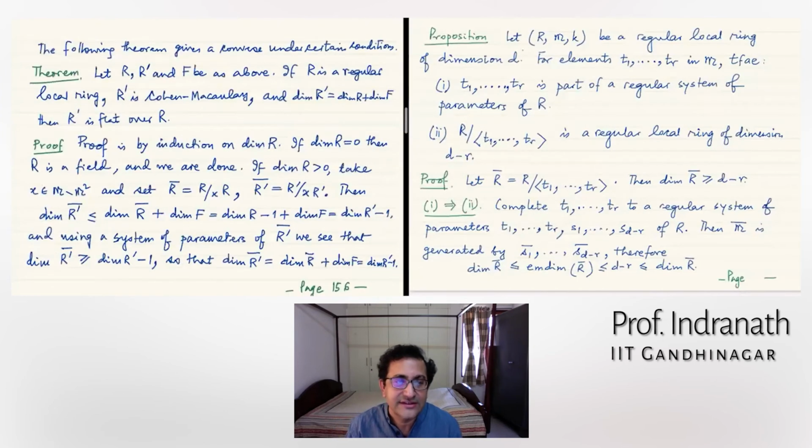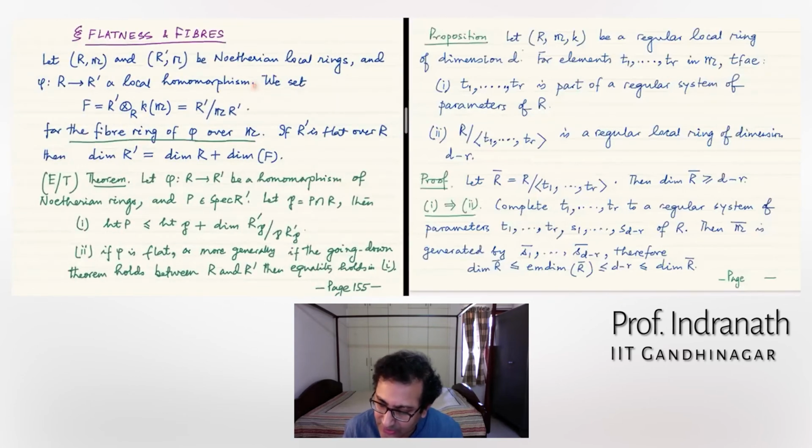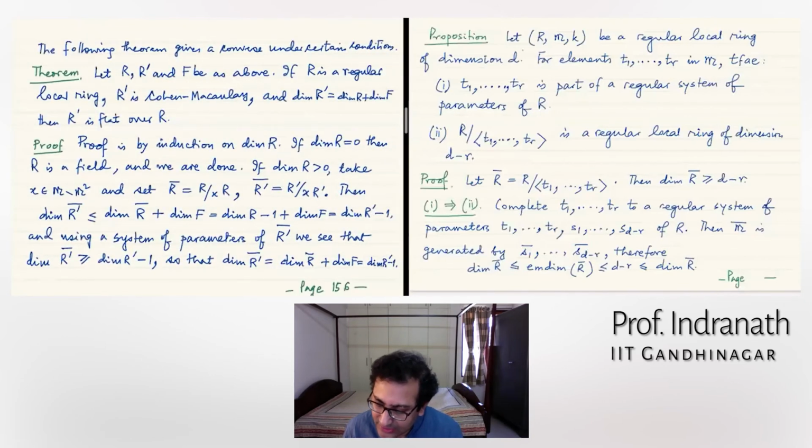Okay, so now I'm back to this theorem. If you remember, this is what we were discussing: Noetherian local rings, a local homomorphism. You know what this is, and this is the fiber ring. By the way, as I have already said, this will be a part of the tutorial. And here you are, this is the theorem. So R' and F are as above. If R is regular local and R' is Cohen-Macaulay, and if you have this dimension equality, dimension of R' is dimension of R plus dimension of F, then R' is flat over R. Very, very useful one. And as expected, this proof is by induction on dimension R.